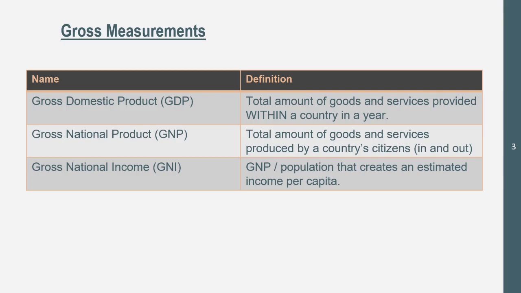And then we get into gross national income, GNI, which is the GNP, the gross national product, divided by the population, and that creates an estimated income per capita. So GNP divided by population, and this determines the estimated income per capita per person, and this can determine standard of living and all that stuff. So those are our gross measurements.